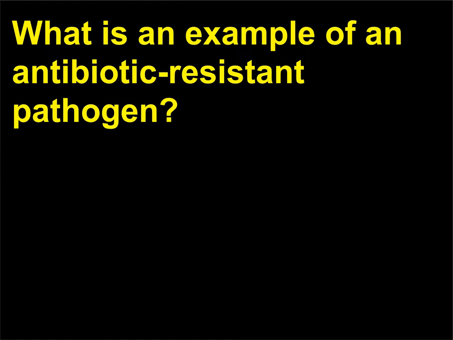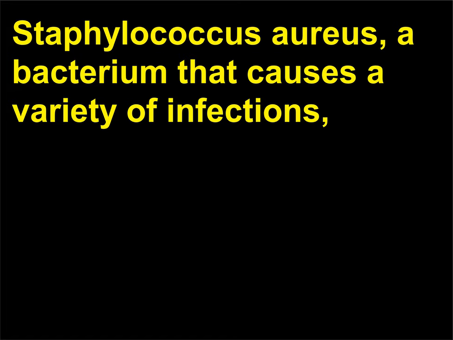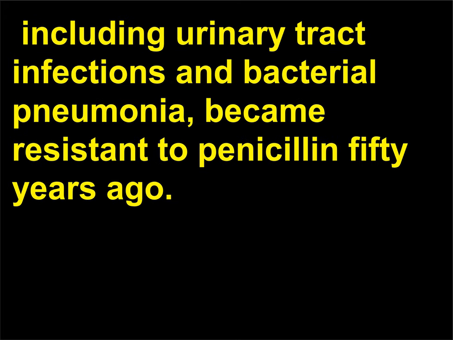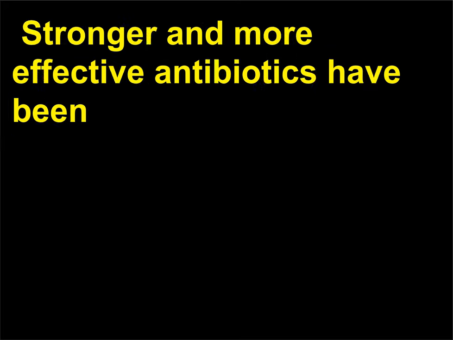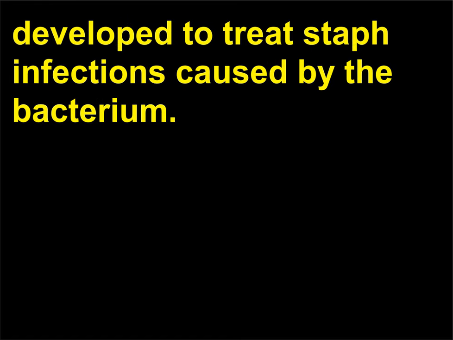What is an example of an antibiotic-resistant pathogen? Staphylococcus aureus, a bacterium that causes a variety of infections, including urinary tract infections and bacterial pneumonia, became resistant to penicillin 50 years ago. Stronger and more effective antibiotics have been developed to treat staph infections caused by the bacterium.